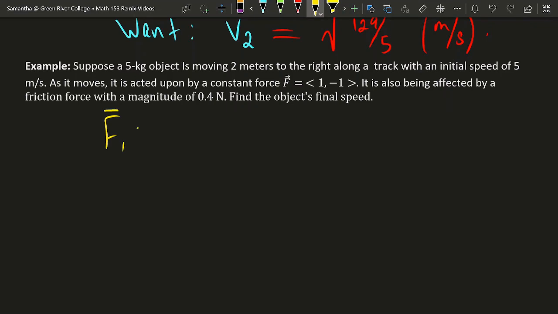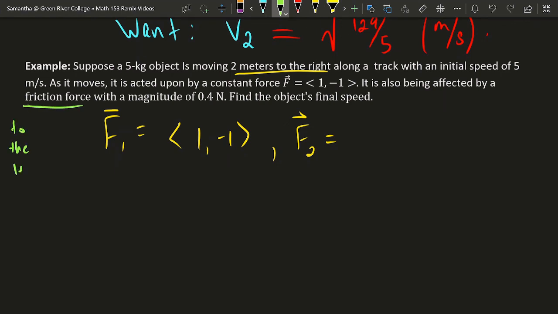The first force we are given directly. It is this vector, (1, -1). Meanwhile, the force of friction also has to be accounted for. Now we're told that the object's movement is to the right. And as a result, the direction in which friction is applied must be to the left, in the opposite direction of movement. So that would be given by a vector with a negative x component and a magnitude of 0.4, so (-0.4, 0).